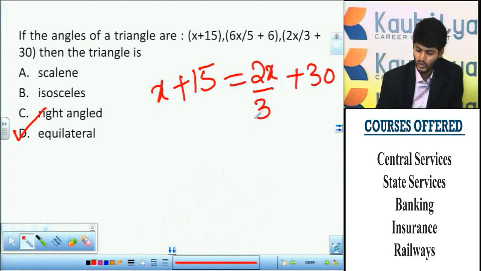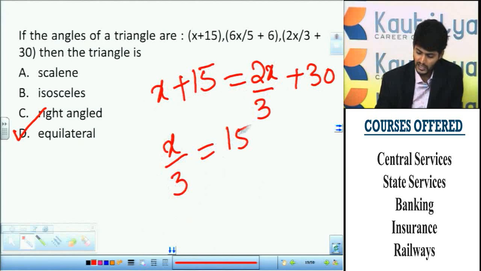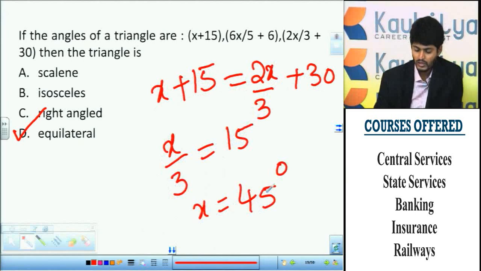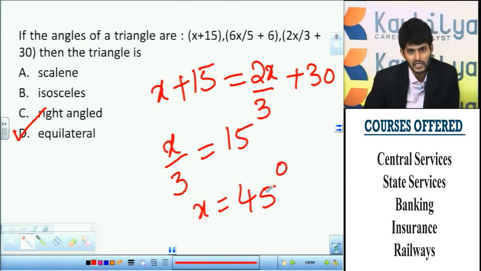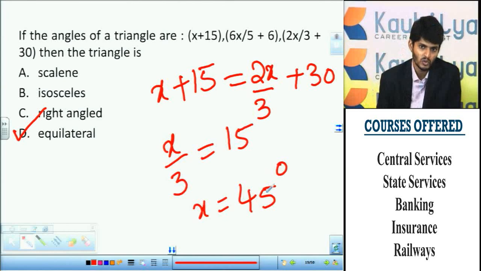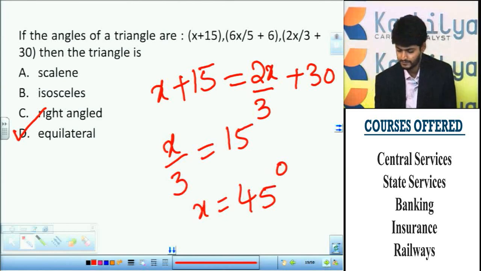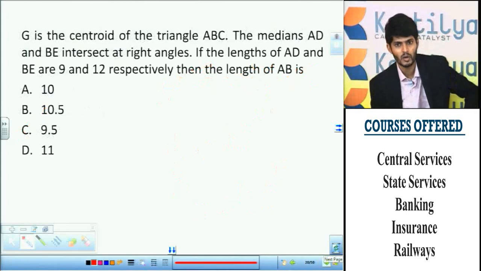So x minus 2x by 3, which is x by 3, would be 15. So x again would yield 45 degrees in the given problem. So even without adding all three angles and equating it to 180 degrees, just by having a gut feeling that this might be an equilateral triangle, you can equate any two angles and see if x becomes 45. Then I have calculated two angles before also, and you got both the angles as 60. So we can clearly prove that it's an equilateral triangle. Okay, let's move on to your next problem.